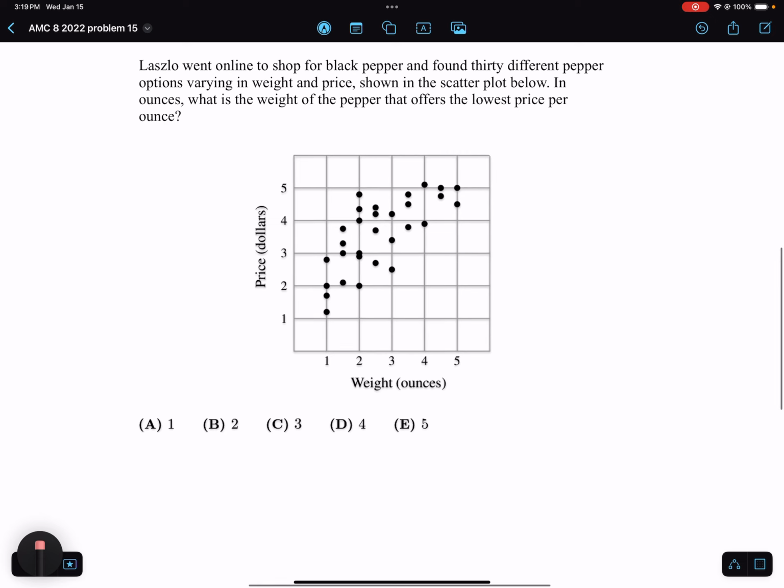So we've got the plot here, and we have the price in dollars on the left, the y-axis, and the weight in ounces down here on the bottom for the x-axis. So we have some plots here. They want the lowest price per ounce.